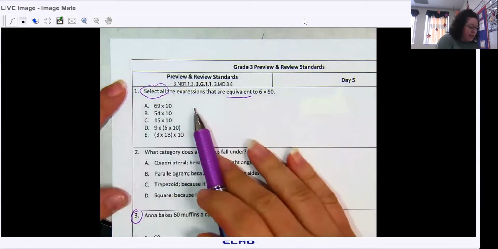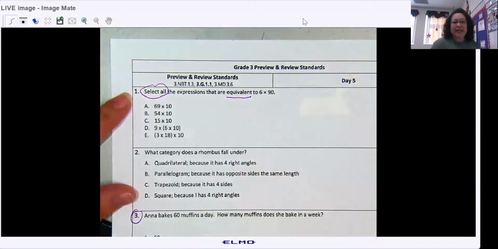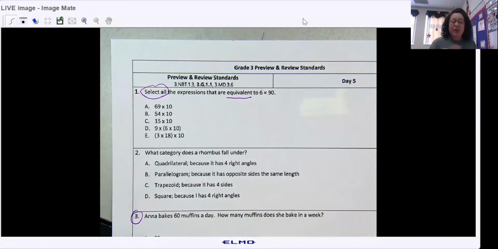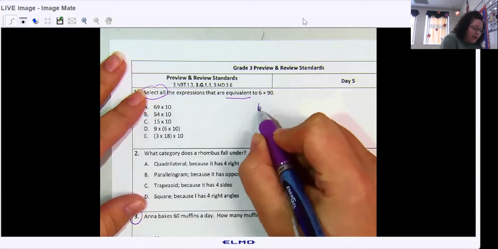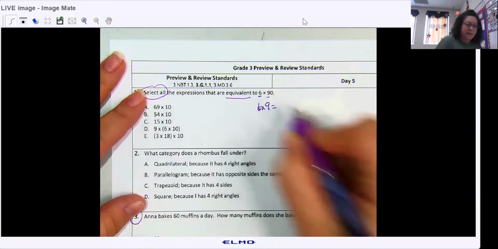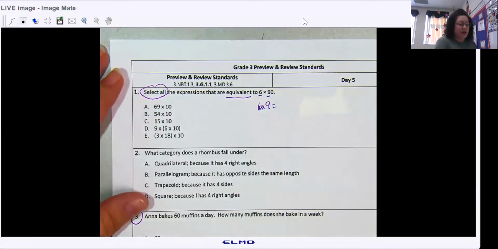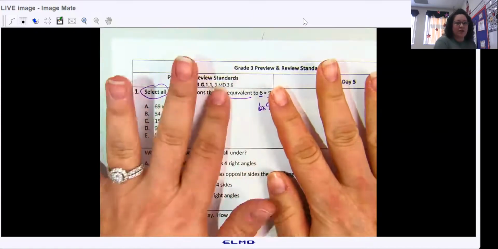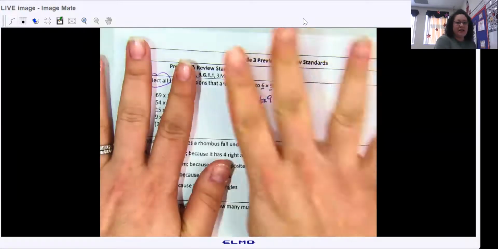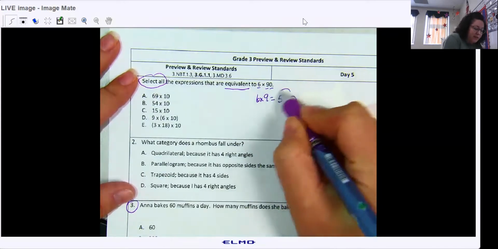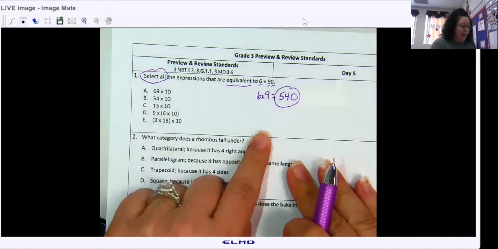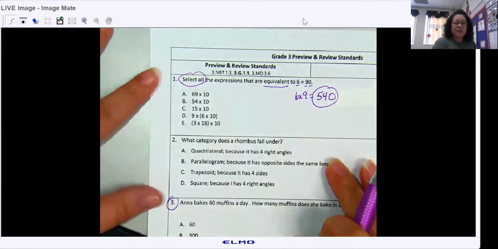Select all the expressions that are equivalent to 6 times 90. Equivalent meaning the same, so we need to solve 6 times 90 to see which expressions also come up with the same answer. Remember, anything with a 0 at the end, we just multiply these two. And you can also do your times 9s trick. 1, 2, 3, 4, 5, 6, 5 tens, 4 1s. So it's 54, add the 0. So we need to come up with problems that have the same answer of 540, sorry.